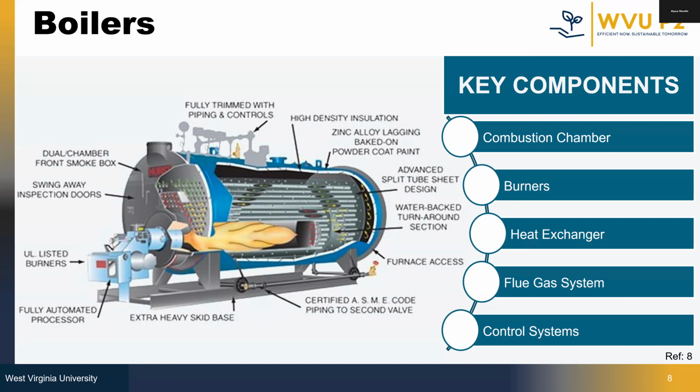So there will be some differences depending on the type of boiler. For instance, I mentioned electric boilers. They're not going to have a combustion chamber. They're not going to have burners. A biomass boiler, another type that I mentioned, doesn't need burners because it's using solid fuel. Each part, however, plays a critical role in making sure the boiler does its job smoothly and sustainably.